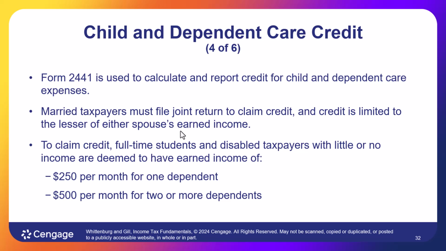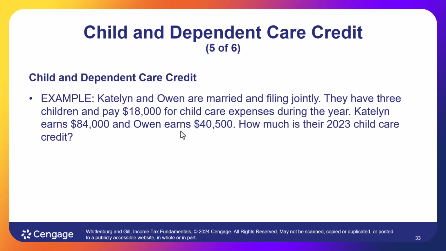A Form 2441 is used to calculate and report the credit for the child and dependent care expenses. Married taxpayers must file a joint return to claim the credit. The credit is limited to the lesser of the spouses' earned income. So if one spouse doesn't work, you can't claim this credit, even if you pay for childcare. But if one spouse is working and one is going to school, then it's as if they were earning $250 for one dependent or $500 per month, which would give you the max credit if someone is enrolled in school. Let's look at an example.